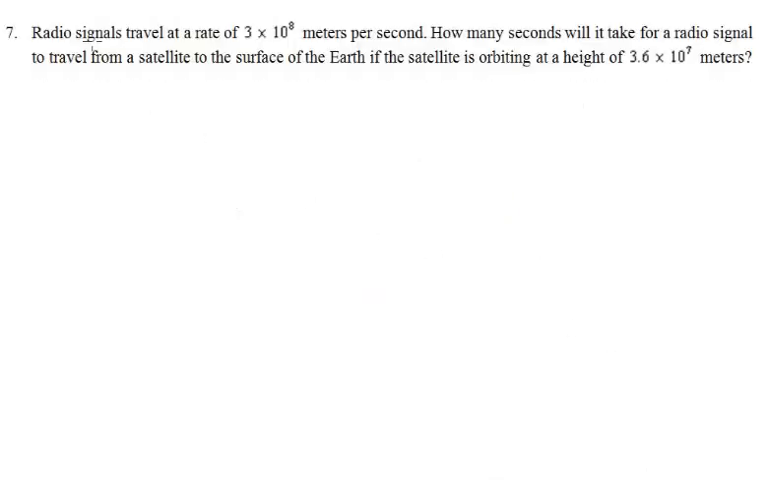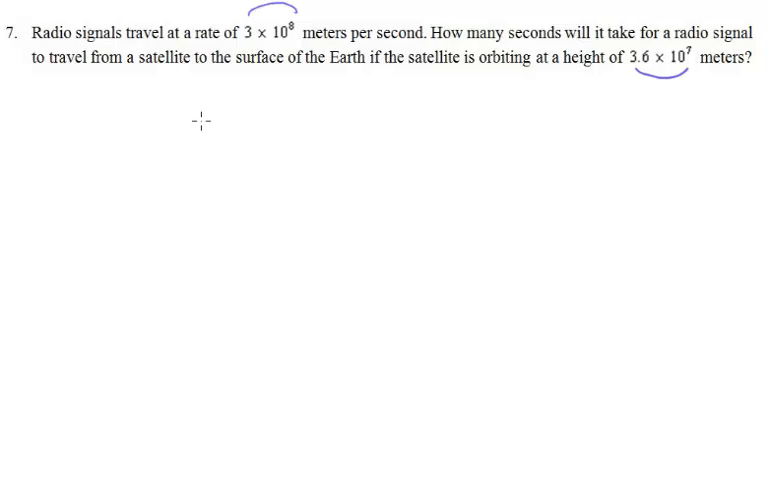Okay, we have number 7 here, radio signals, and we want to do this in scientific notation. So we have 3 times 10 to the 8th, and we also have 3.6 times 10 to the 7th. So they travel at a rate of 3 times 10 to the 8th power meters per second. How long will it take a radio signal to travel from satellite to the Earth? The satellite is orbiting at 3.6.